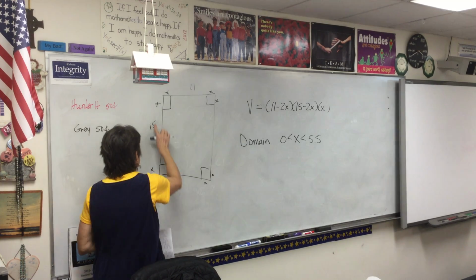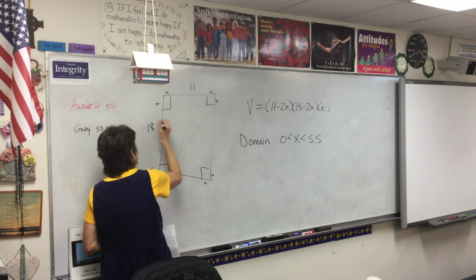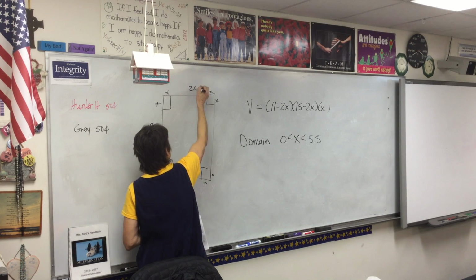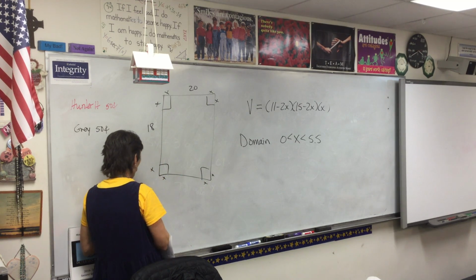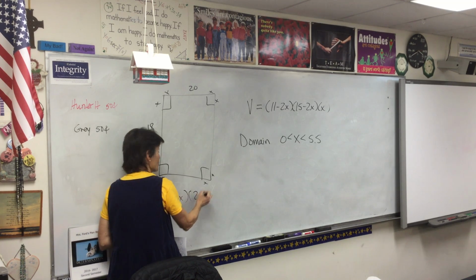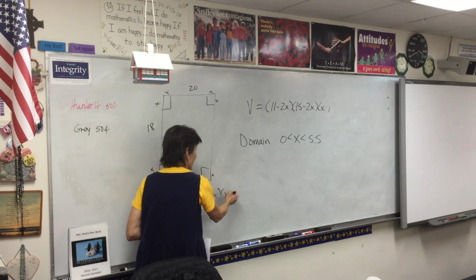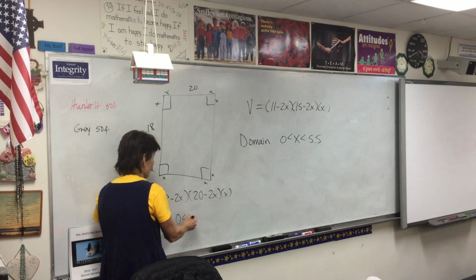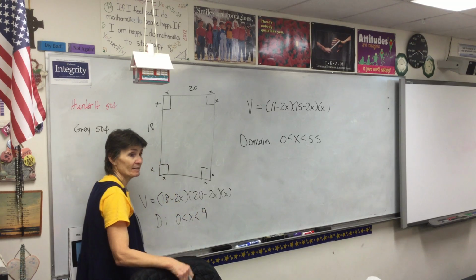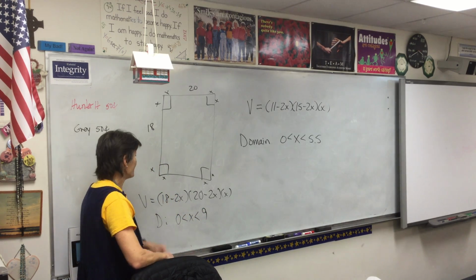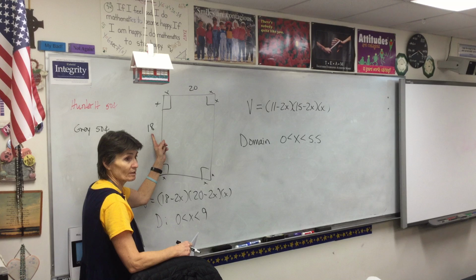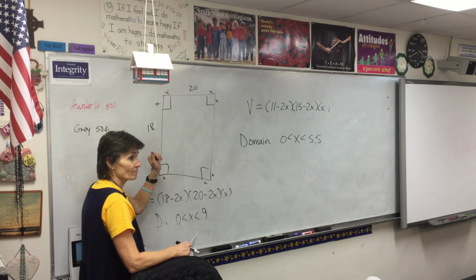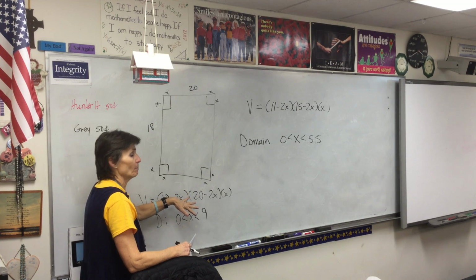So on the exam, if this is 18 and this is 20, your equation for volume is going to be (18 minus 2x)(20 minus 2x)(x). Your domain is going to be 0 less than x less than 9. Why 9? Half the smaller dimension.